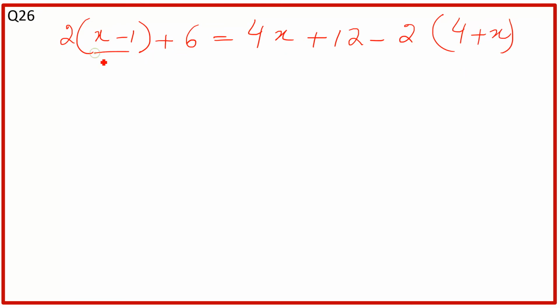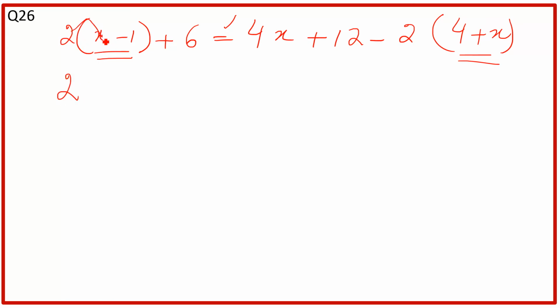Right, so see, we have two parentheses. One is on the left hand side of the equation, this is the equation, and the other is on the right hand side of the equation. And here we have 2 in front of this parenthesis, and here we have negative 2. So okay, we will solve one by one.